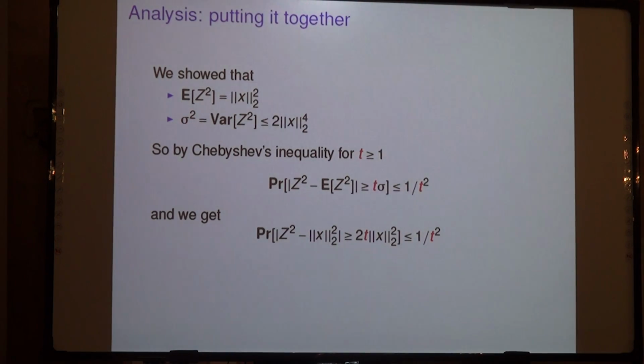Hmm? 2? Why is it 2? Because if you take 1, you would get the 1. Yeah. Oh, I see. Yeah, good. So basically what we want is the right-hand side to be less than 1. Otherwise, we're not getting a useful bound. If you want to make the right-hand side less than 1, then what? Well, then t had better be at least 1.